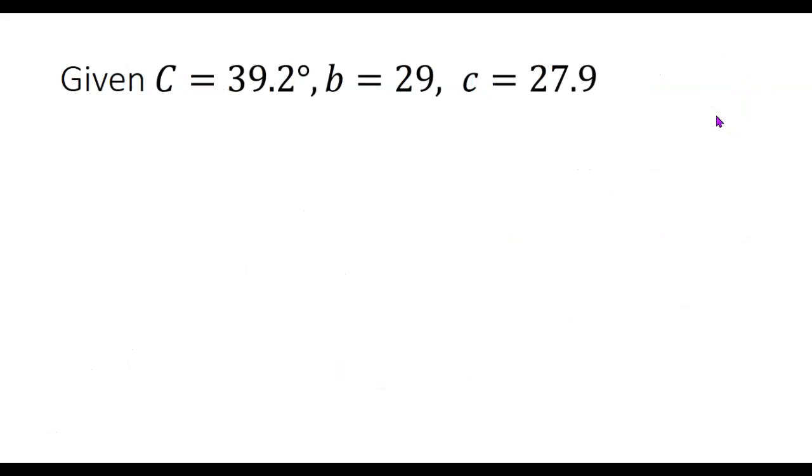Okay, we are working with the law of sines, and in this example, we are given that angle C of a triangle is 39.2 degrees, side B is 29 units in length, and side C is 27.9 units long. And we're trying to figure out the rest of what's going on in this triangle: the other two angles, A and B, and the other side, little a.